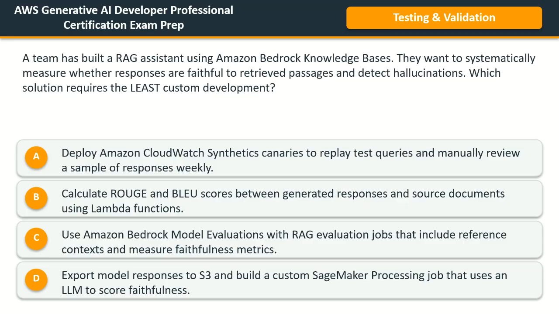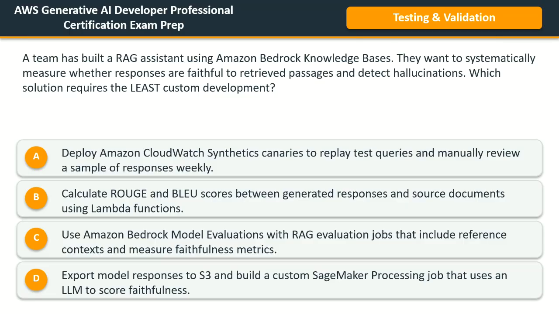A retail company needs to process 50 million product descriptions to generate embeddings for a vector search index. The workload runs weekly and can tolerate up to 24 hours of processing time. Which approach will maximize throughput while minimizing operational overhead?